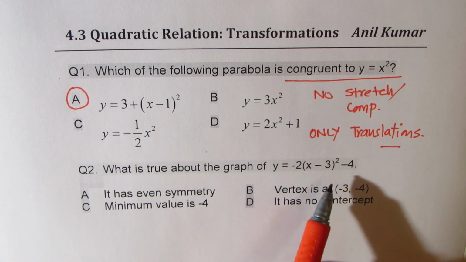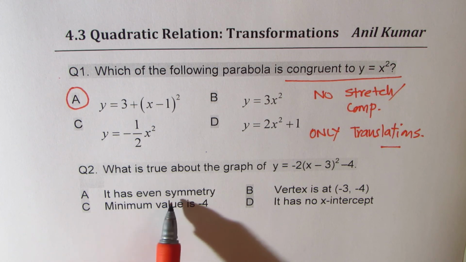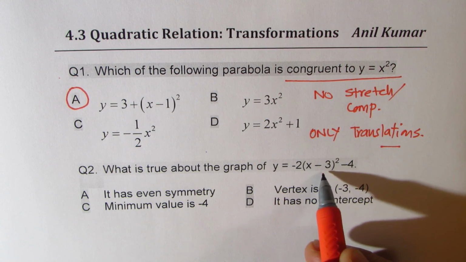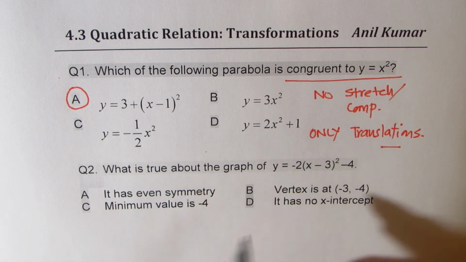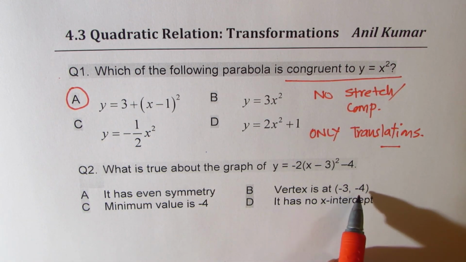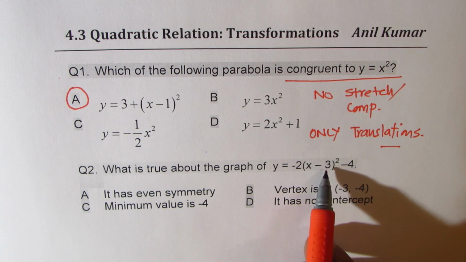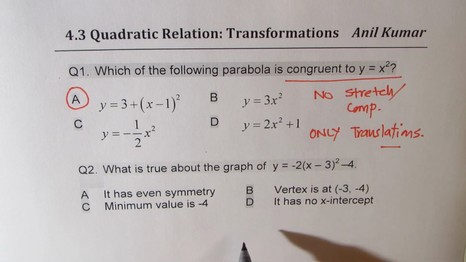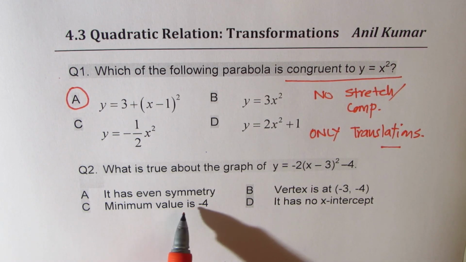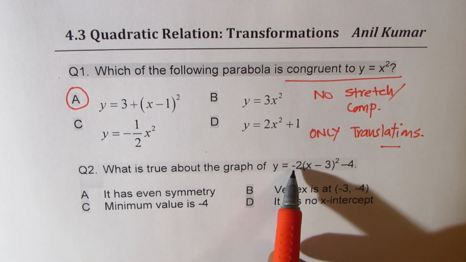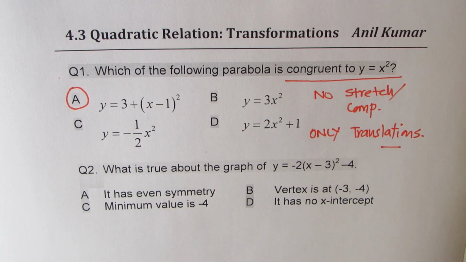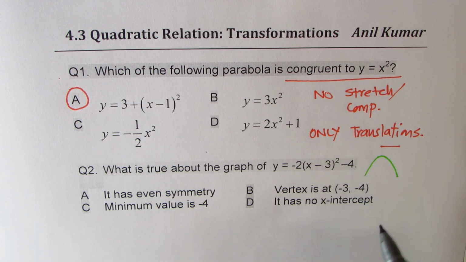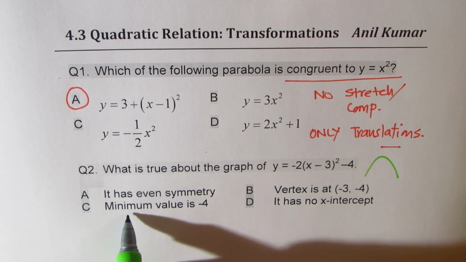Question number 2. What is true about this graph? Does it have even symmetry? No. Since you translate left or right, that is not correct. Vertex is at (minus 3, minus 4)? No. It is at (3, minus 4), not minus 3. Minimum value is minus 4? This is negative, so basically this graph opens downwards, right? So it opens downwards, so it has a maximum, not a minimum.